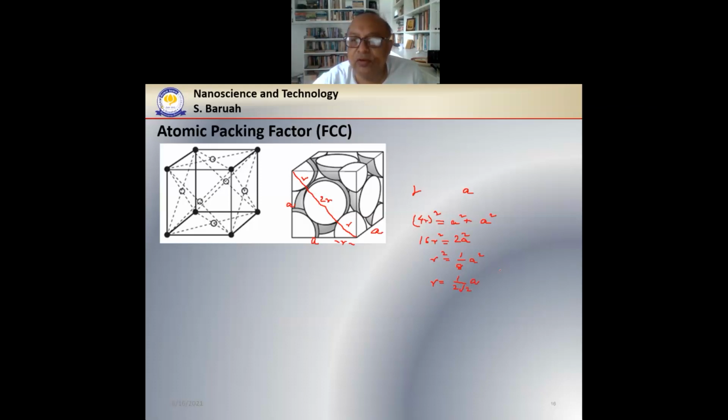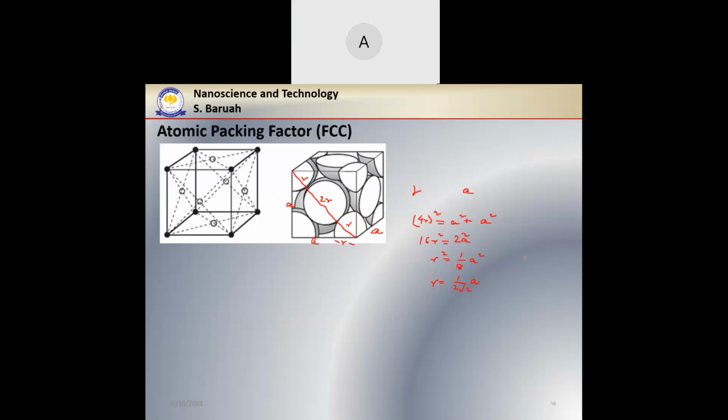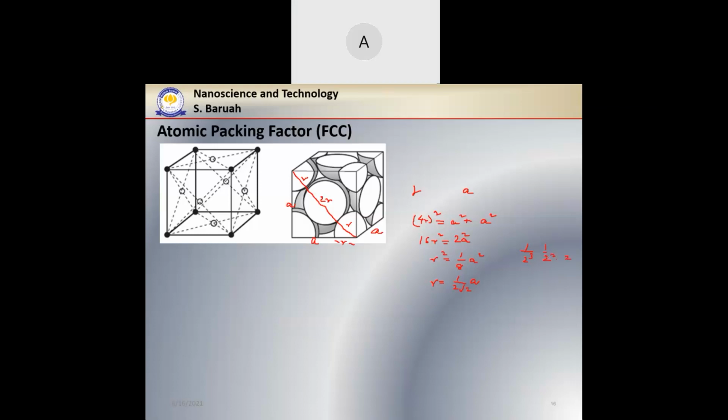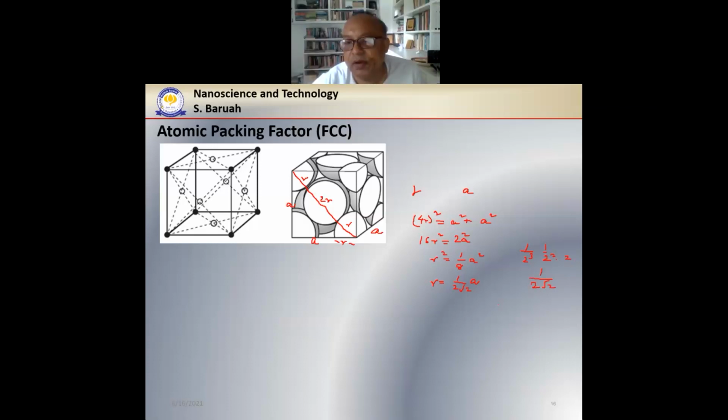You know how I got this 2 root 2, right? 8 is actually 2 cube. So you're taking the square root. So you can put this as 1 by 2 square into 2. For this 2 square, I'm getting a 2, and for this, I'm getting a root 2. So this is 1 by 2 root 2 A. So the rest is the same now.